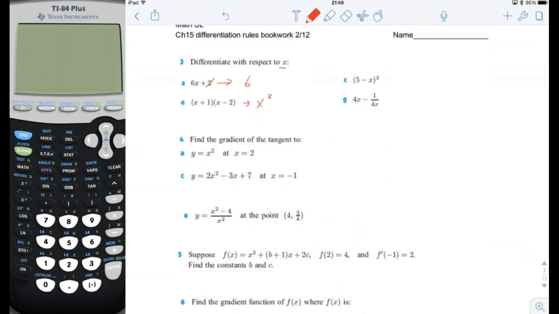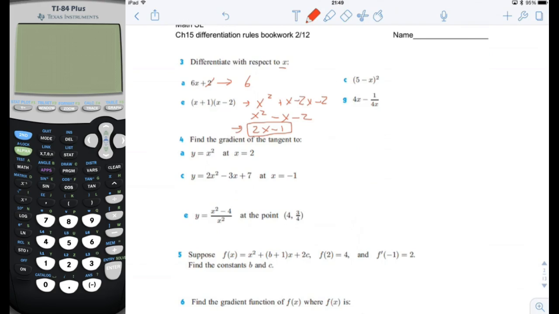x squared plus x minus 2x minus 2. We can simplify that: x squared minus x minus 2. And then we take the derivative, and we'll end up with 2x minus 1. Right? And the derivative of negative 2 is just 0. Same thing with c here.